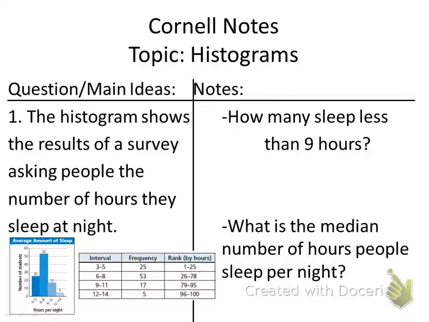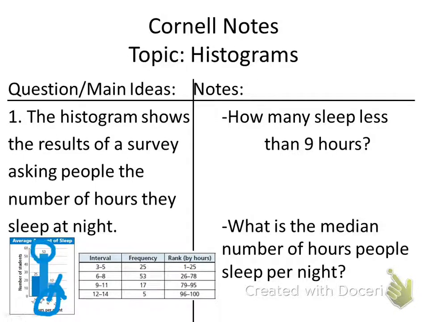Question number 1. The histogram shows the results of a survey asking people the number of hours they sleep at night. Looking at the histogram chart, can we answer these two questions? Question number 1. How many people sleep less than 9 hours? Well, looking at our chart, we can determine this by seeing the interval 9 to 11. And so we know that they can't sleep at least 9. They have to be less than 9. So it's not these people.